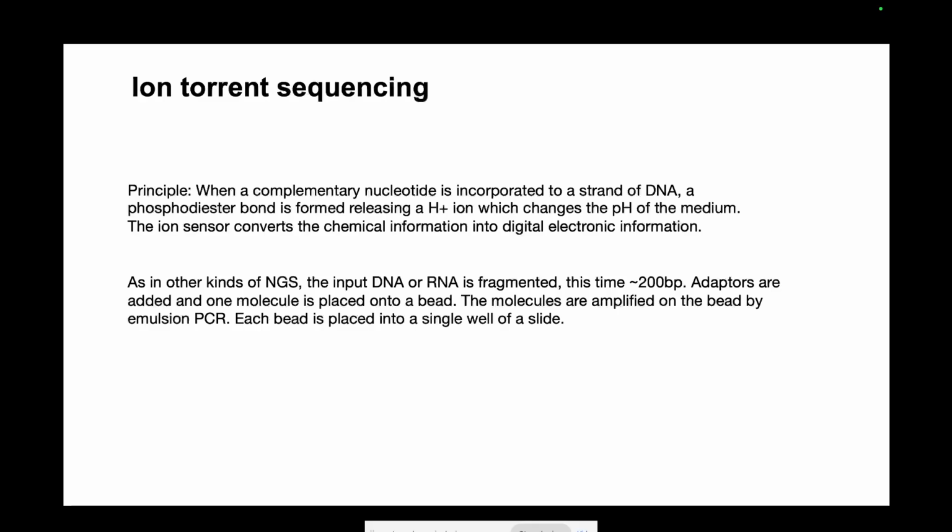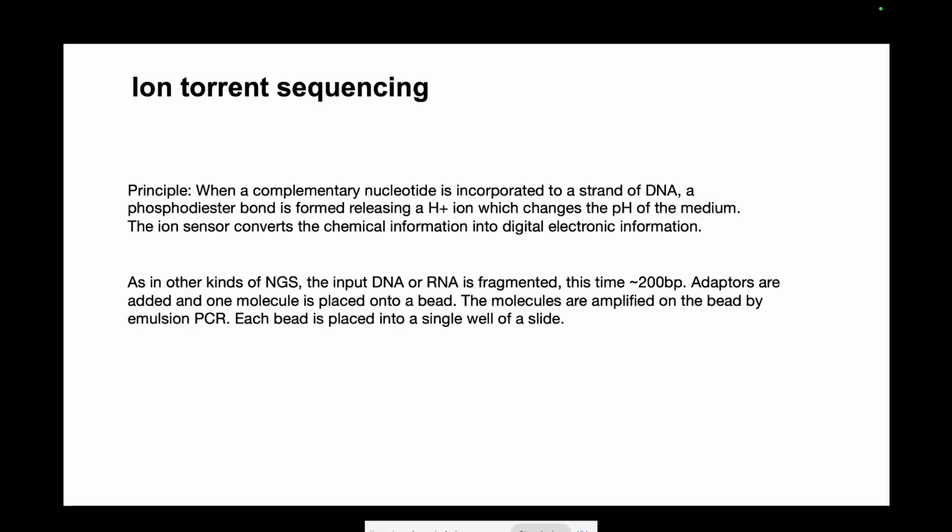Okay, the next type of technology we'll be talking about is ion torrent sequencing, which is also the pH sequencing that has been discussed in the course module. In this case, again, you see the sequencing by synthesis chemistry is intact. It's just the mechanism of detection that has changed. You have a single strand, you have DNA polymerase. When a complementary nucleotide is incorporated in that strand, a phosphodiester bond is formed and a hydrogen ion, H plus, is released, which will change the pH of the medium.